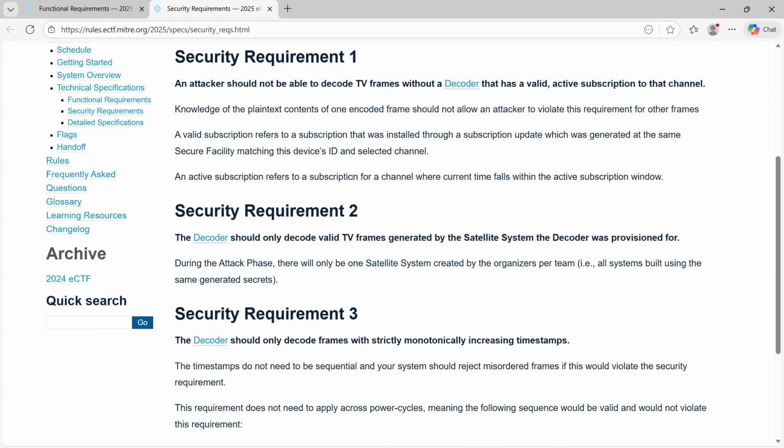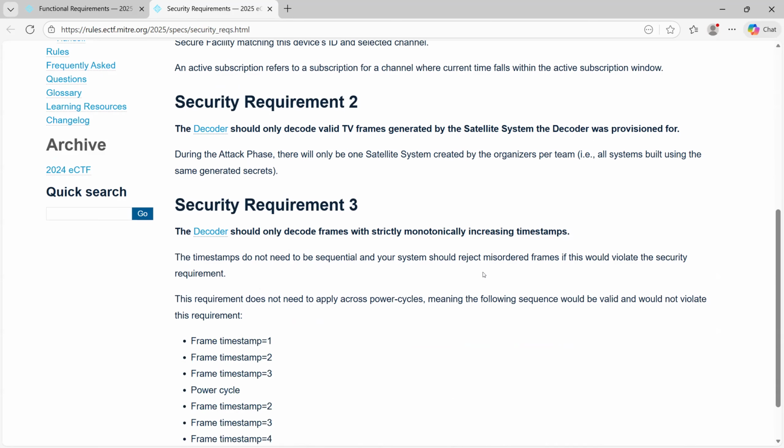So we already have one thing that means we already need encryption of some kind. Security requirement 2: the decoder should only decode valid TV frames generated by the satellite system. So authenticity, right? Making sure that the company that's broadcasting the frames is making sure those frames are authentic. You don't want some dude outside your house in a van broadcasting random videos to your TV. So we need digital signatures or message authentication codes or something along those lines. Some form of authenticity checks.